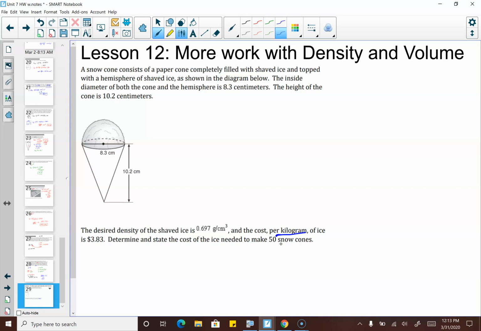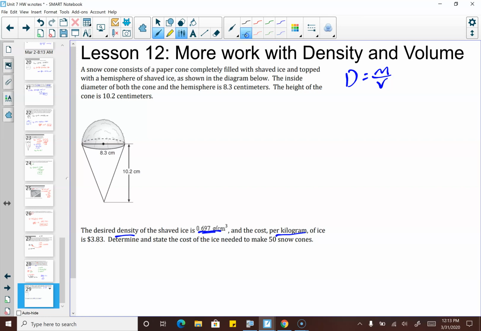So the first thing we want to do is find the total volume, right? Because we see the word density, we know we need D equals M over V. I already see we're going to have to do a unit conversion because our density is in grams and our cost is in kilograms. So our answer from the formula will be in grams, and we'll have to divide it by 1,000 to get kilograms.